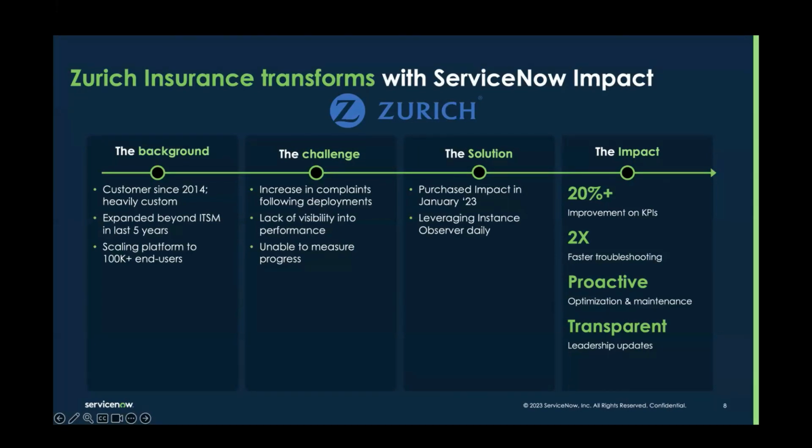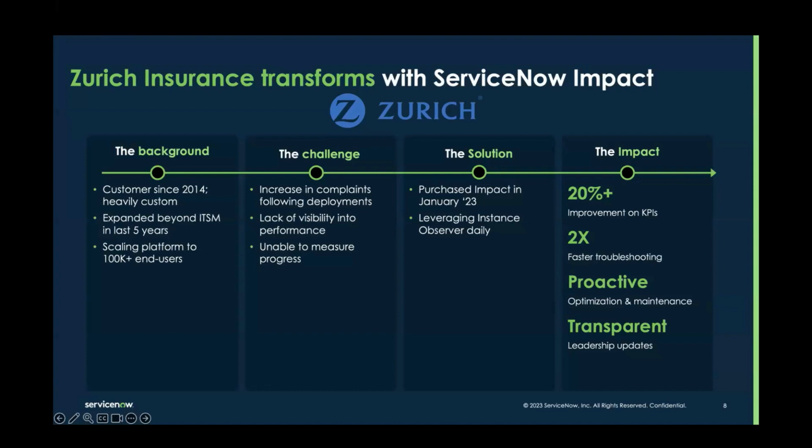They were getting increased complaints following their deployments. They were lacking visibility into performance, and they really, again, were unable to measure the progress that they were making on the platform. So the solution: they purchased Impact in January of 2023 and began incorporating Instance Observer into their daily activities.